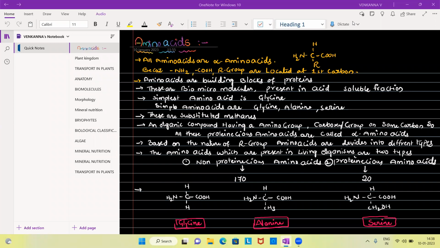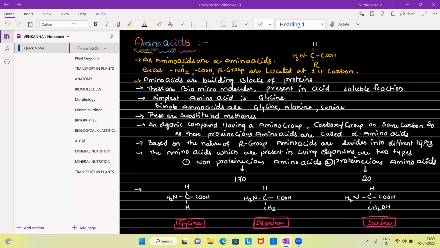Today we are going to discuss one important biomolecule, amino acids. When we conduct chemical analysis on any living tissue, plant tissue or animal tissue, we get two different types of fractions: one is an acid soluble fraction and the second one is an acid insoluble fraction.